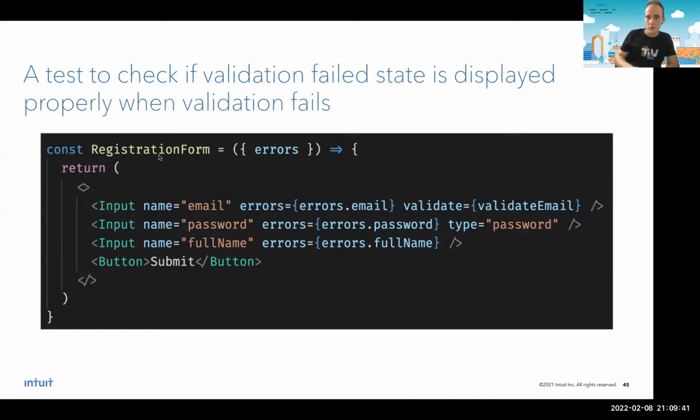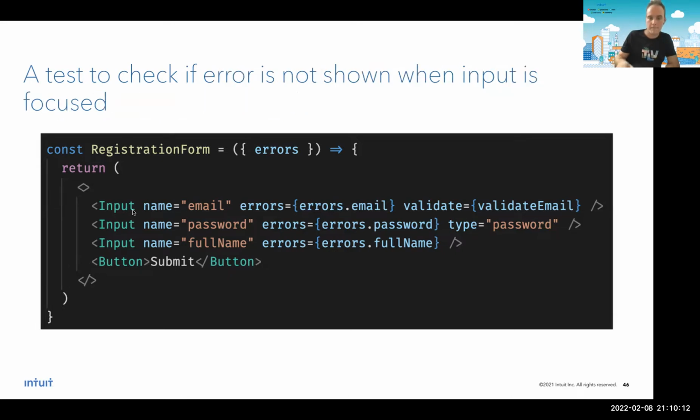But what if you want to validate that a failed state is displayed properly when validation fails? The logic of the validation failure and the UI logic behind it is not in the registration form. It's inside the input component, sorry. So you should check that this logic works as expected, not on the registration form level, but on the child component level, on the input component level.